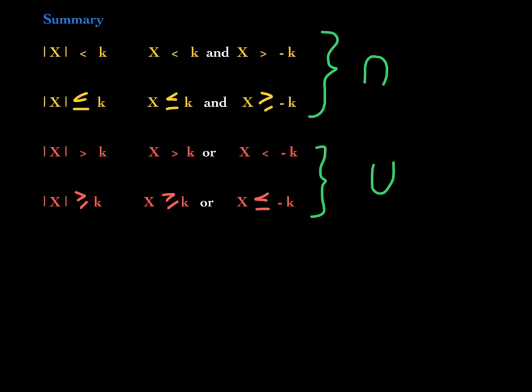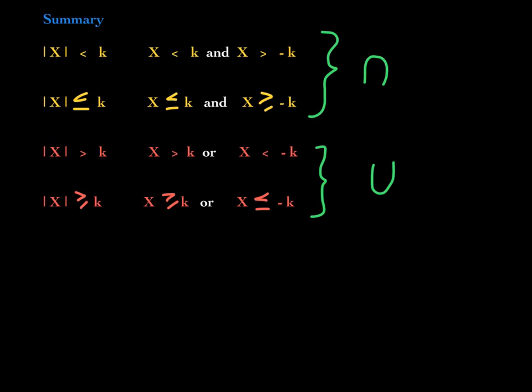and help your learning. So how do you know when you're solving an absolute value inequality, whether you're looking at an intersection kind of problem or a union? Well, it depends on the sign. It depends on the symbol. If it's less than or equal to, that is an intersection problem. If it's greater than or equal to, it's a union kind of problem.